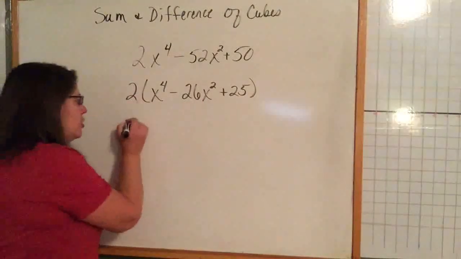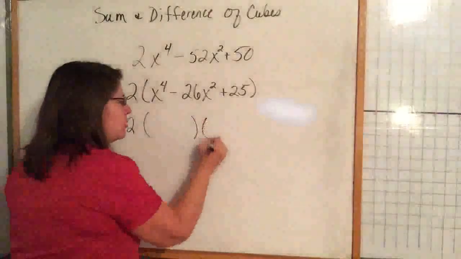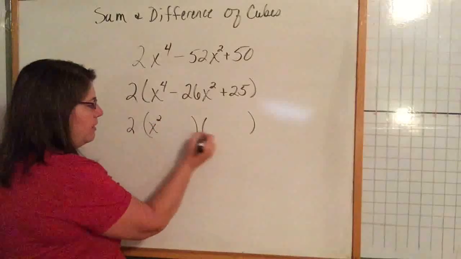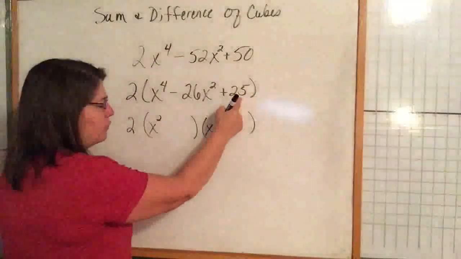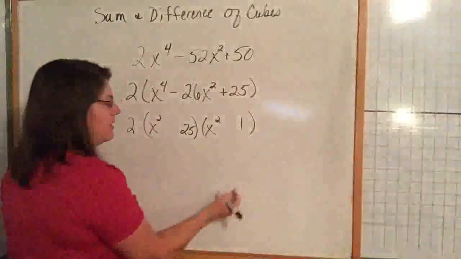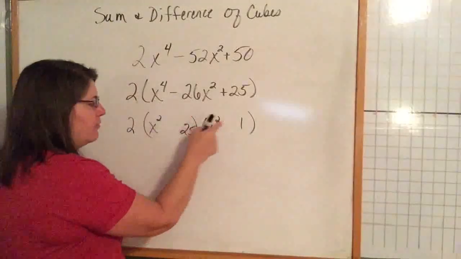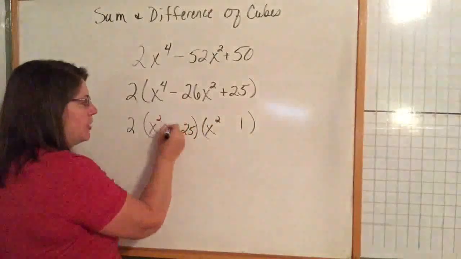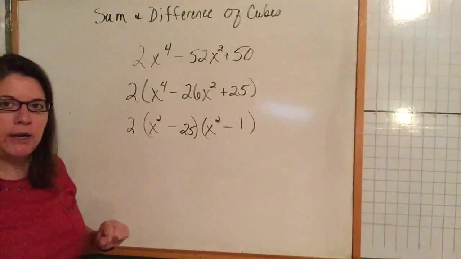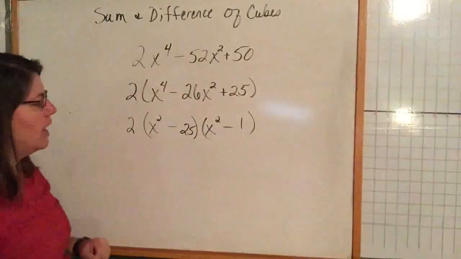So I'm going to keep the 2. I'm going to do my 2 sets of parentheses. The square root of x to the fourth is x squared. Factors of 25 that add to give me 26 are 25 and 1. The plus tells me these are the same sign and they're the same as the middle term. So see, nothing there is new other than the x squared here. Okay?